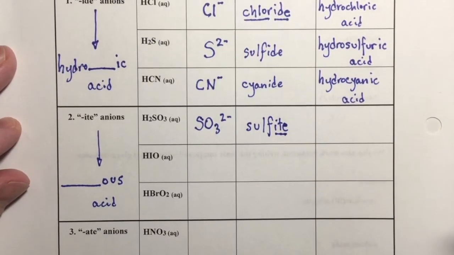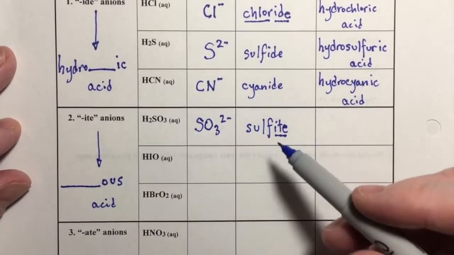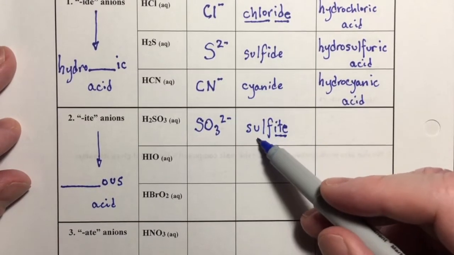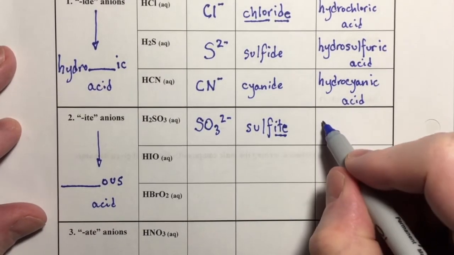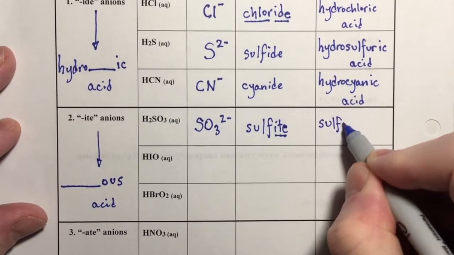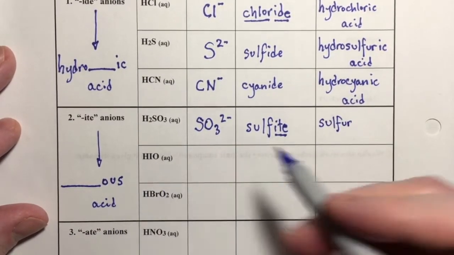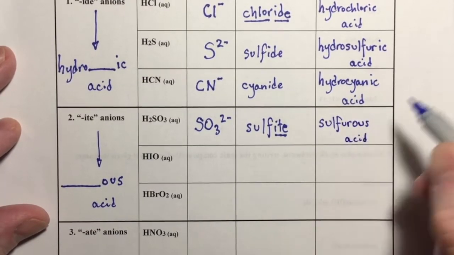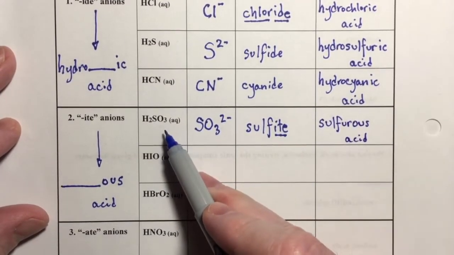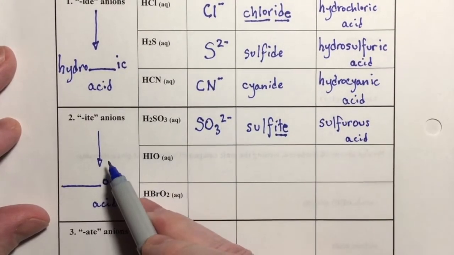Since the anion has an ITE ending, we are going to use rule 2 to name its acid. So we need a root word, and since it's sulfur-containing, it follows the special convention where the root word is sulfur. And then we add the OUS ending. So this is sulfurous acid by following the Rule 2 acid naming convention.